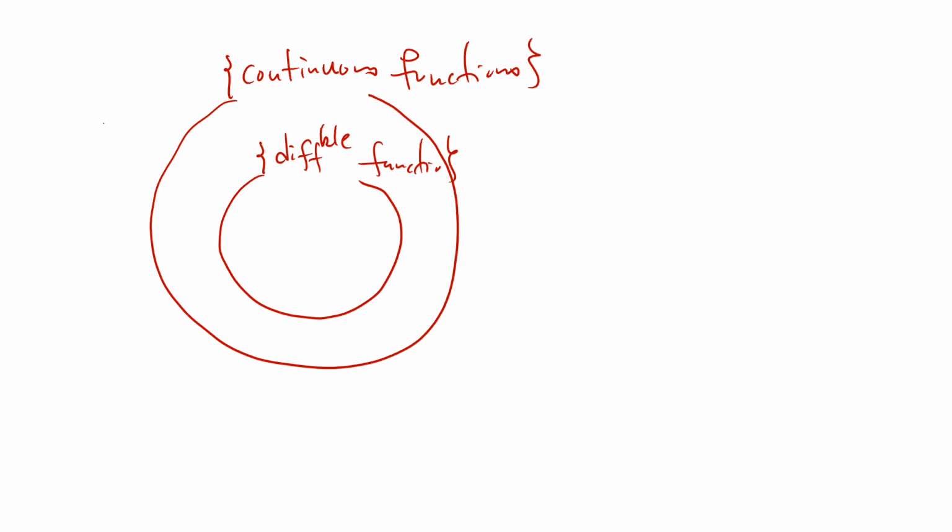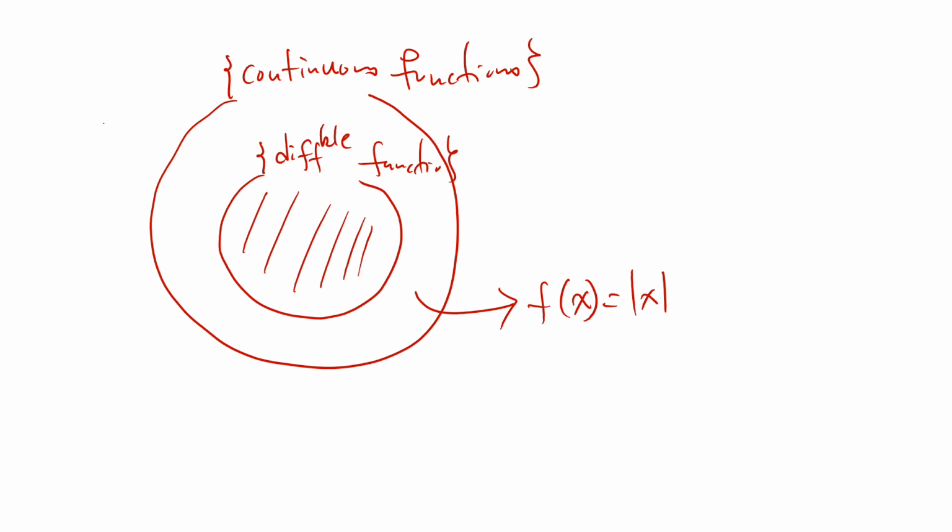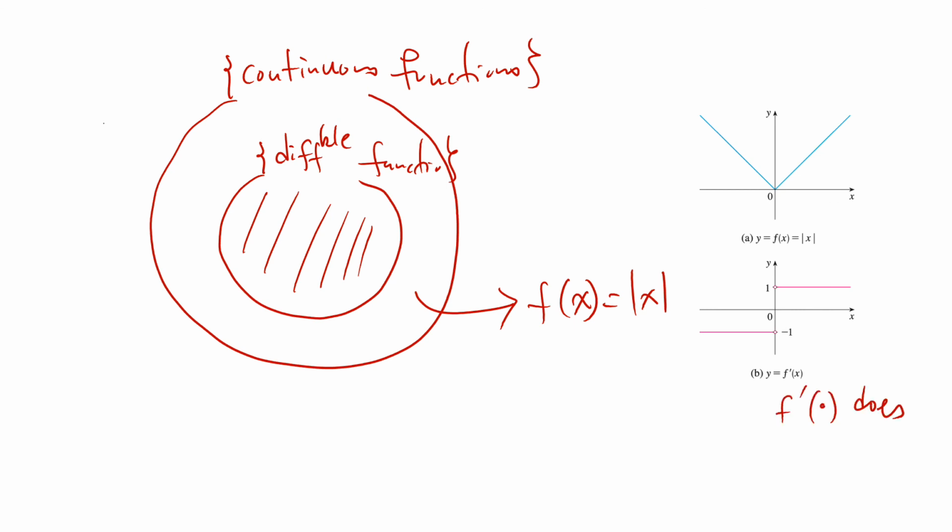And the answer is no, because outside of this subset, there are actually a lot of continuous functions that are not differentiable. For example, the absolute value function. Right? So this is the graph of the absolute value function, and this is the graph of its derivative. And as we see, f prime of 0 does not exist. So f is not differentiable everywhere.